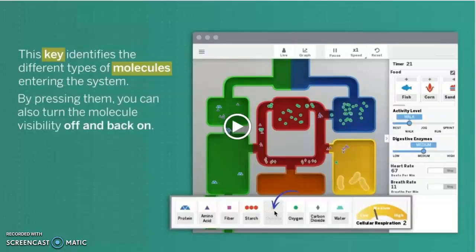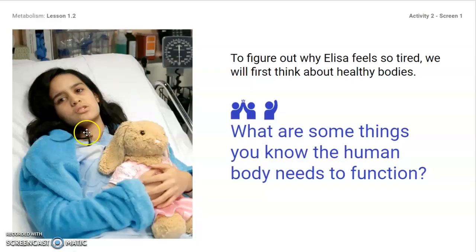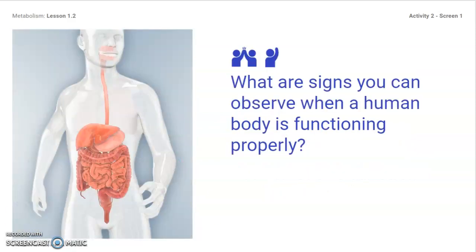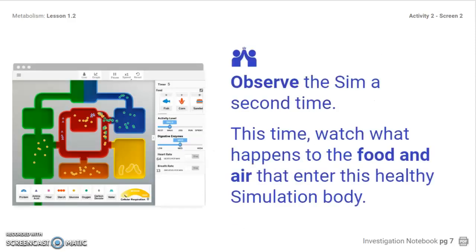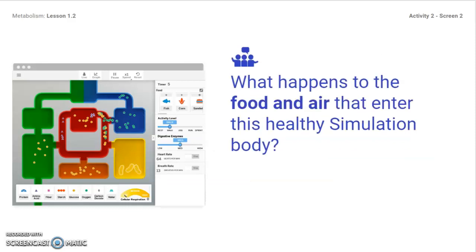As you're looking at that system in front of you, you're going to want to look at the different types of molecules and figure out what's going on in the system and think about what are some of the things that you know that the human body needs to function. So what are those things and what are some signs that you can observe to see that the human body is functioning properly? You know that two majorly important things are food and air. As you watch that metabolism sim again, go back to the sim, look at what happens to it, and then see what happens to that food and air in that simulation.